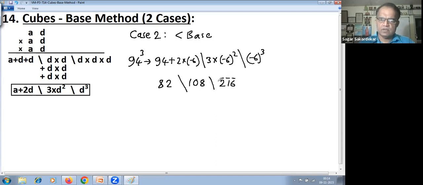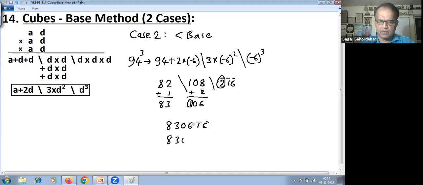So this 2 here is extra because the base is 100, and 94 is near to 100. So the minus 2 will have to be added here. This will give 106. This 1 is extra, that will have to be added here, 83. So 8306, minus 1, minus 6. So 8306 will become 5, and all from 9, last from 10. 9 minus 1 is 8, and last from 10. 10 minus 6 is 4. 830584.